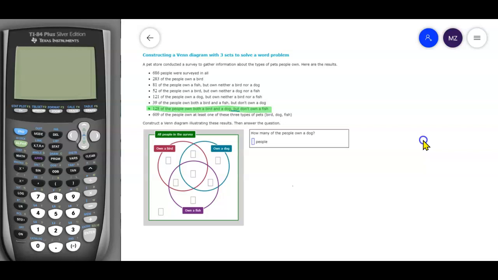So for instance here, they're telling you 128 people own both a bird and a dog. So what is bird and dog? The bird and dog group is going to be the intersection between birds and dogs, right? This is going to be the bird and dog. Now, this group is separated in 2 subgroups. This is the first subgroup, and they own a bird and dog but don't own a fish, right? So no fish here.